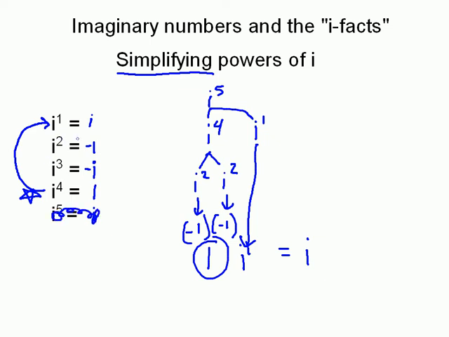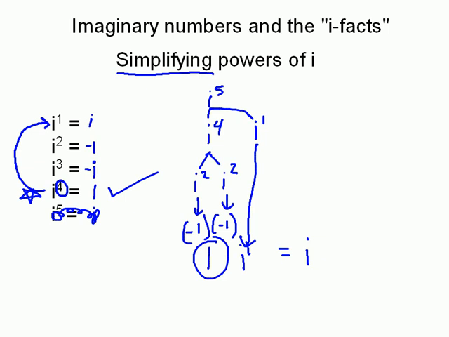I to the sixth, you guessed it, would be negative 1. I to the seventh would be negative I. I to the eighth would be 1. Keep going up: 9, 10, 11, 12. Notice that the multiples of 4 are coming out to 1. This is the good one.